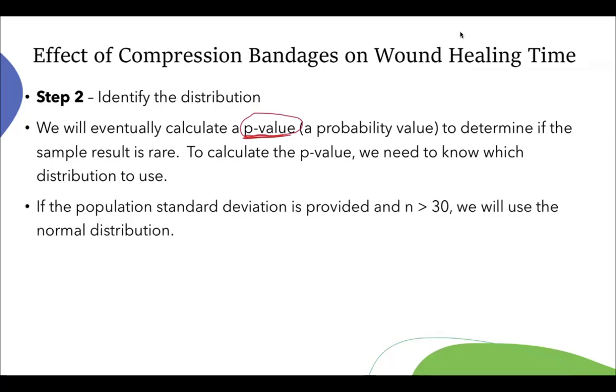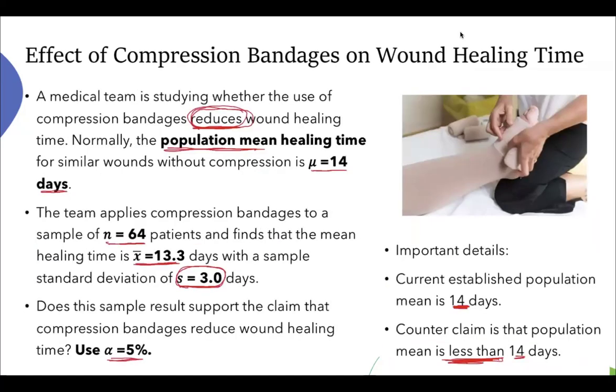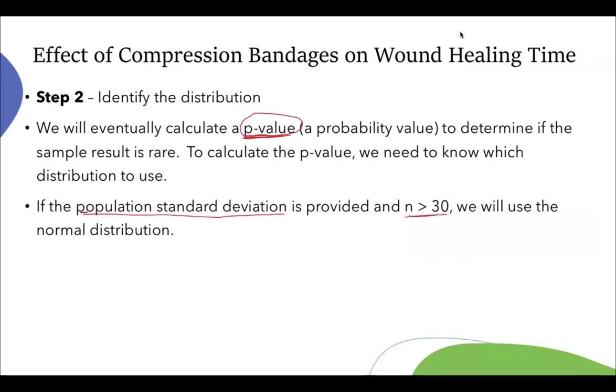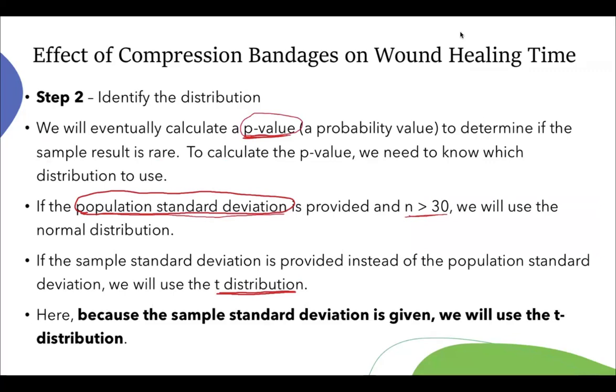So knowing that the distribution here, because we do not have the population standard deviation, and the sample size here, what do we have for? We do have a sample size, I think. Let me double check. Our sample size is 64. Okay, our sample size is greater than 30, but really, if we don't have a population standard deviation, we absolutely cannot use the normal distribution regardless of the sample size. So we have the sample standard deviation instead of the population standard deviation. Therefore, we are using the t-distribution. So because the sample standard deviation is given, we use the t-distribution.